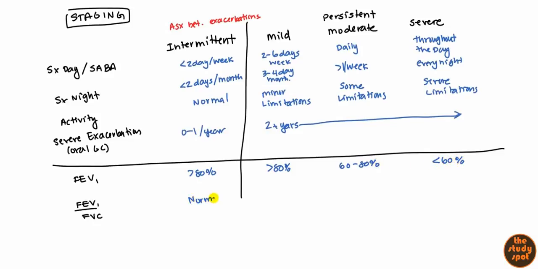And with the ratio, they tend to be normal in intermittent and mild. However, in moderate persistent, it's going to decrease by 5%, and then it's going to decrease by more than 5% in severe. So as you can tell, the assessment values will be normal in intermittent and mild persistent. So it's only when you start having derangements in these values that you become moderate and severe. So that's a helpful way to remember that.